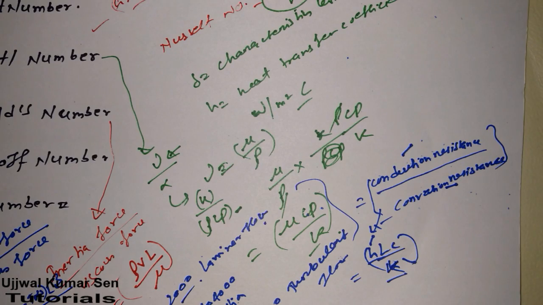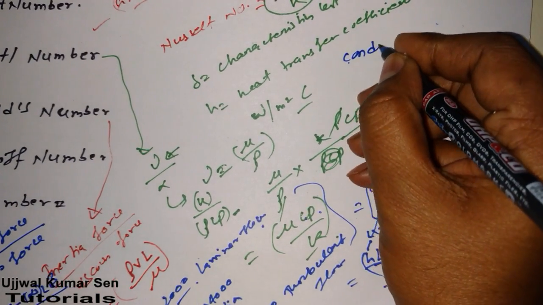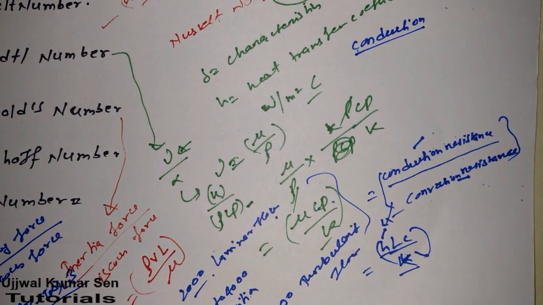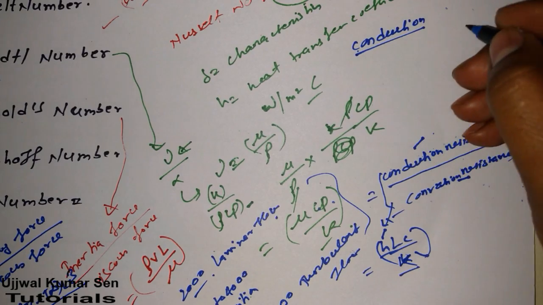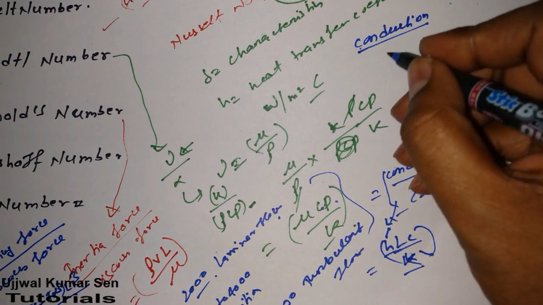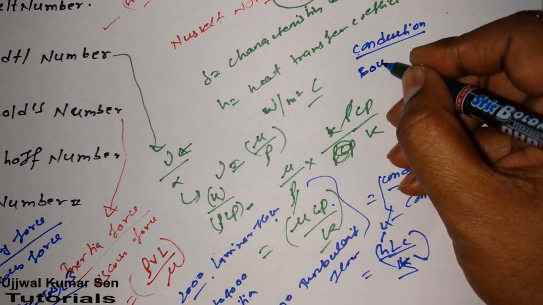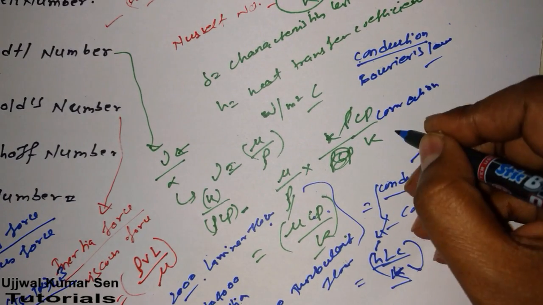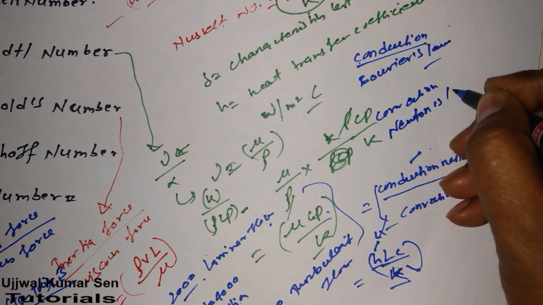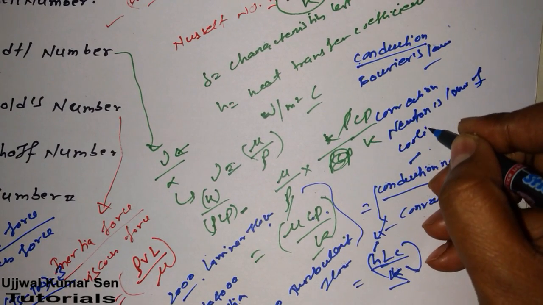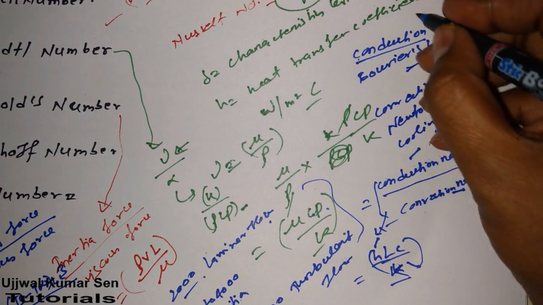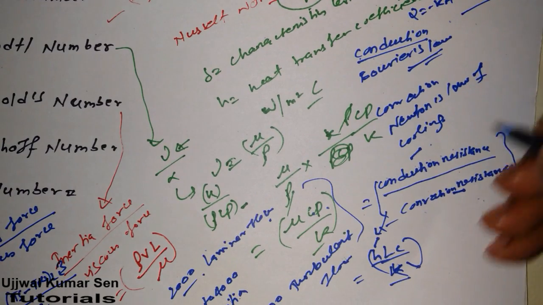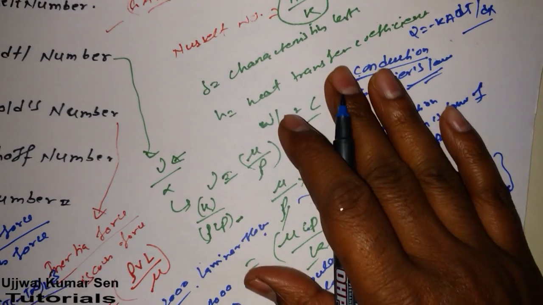Broadly, conduction is one of the modes of heat transfer. There are three modes of heat transfer we have studied. One is conduction, another is convection, and the last one is radiation. In conduction we follow Fourier's law, and in convection we follow Newton's law of cooling. In case of Fourier's law we follow Q equal to minus k A dT by dx.